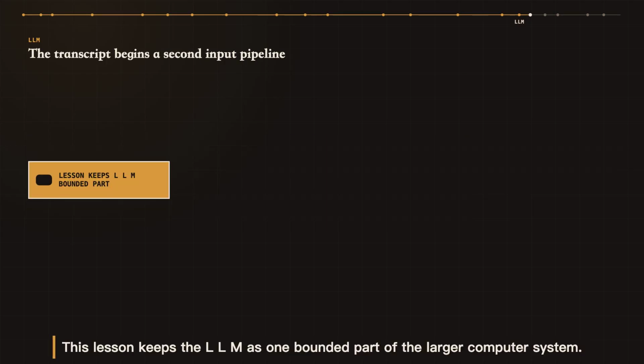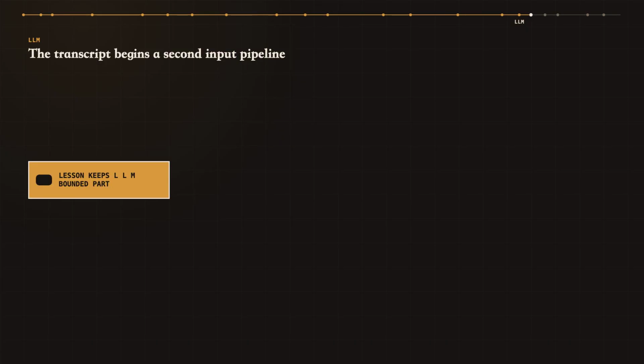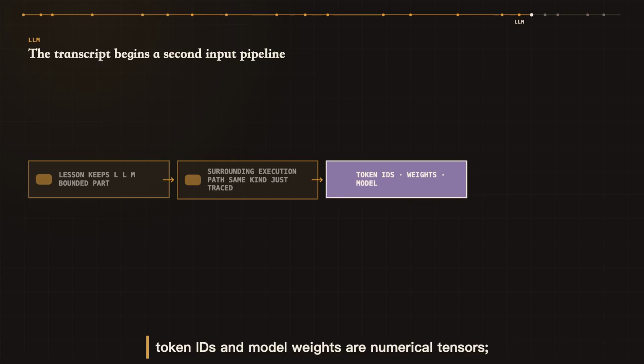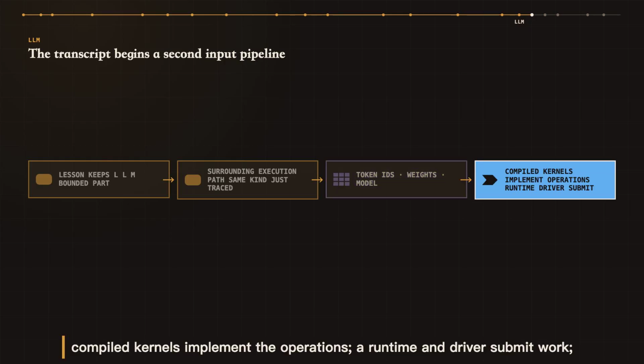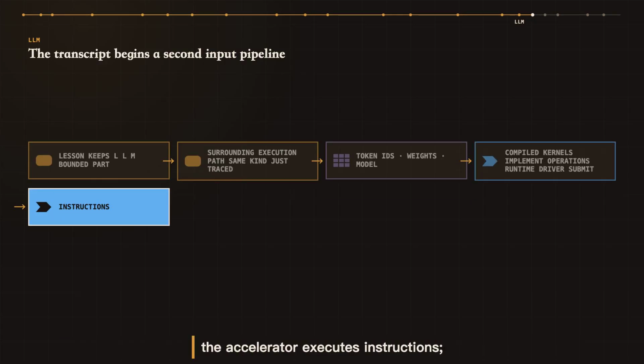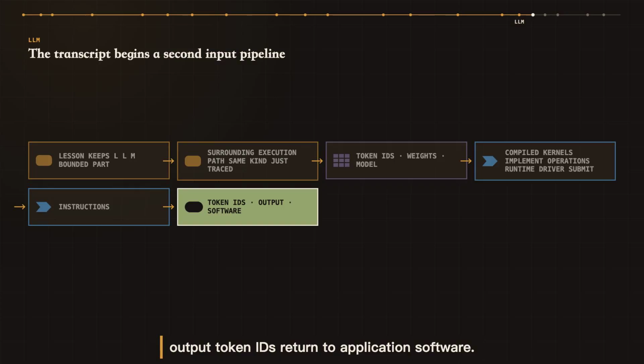This lesson keeps the LLM as one bounded part of the larger computer system. The surrounding execution path is the same kind we just traced. Token IDs and model weights are numerical tensors. Compiled kernels implement the operations. A runtime and driver submit work. The accelerator executes instructions. Output token IDs return to application software.